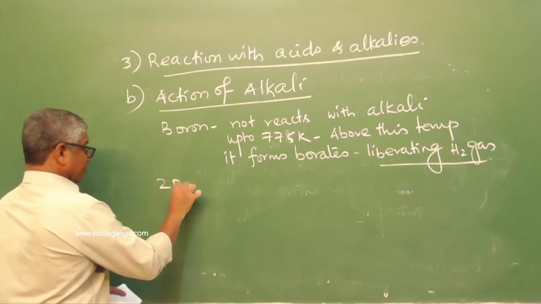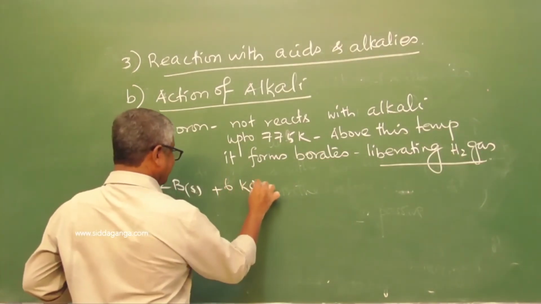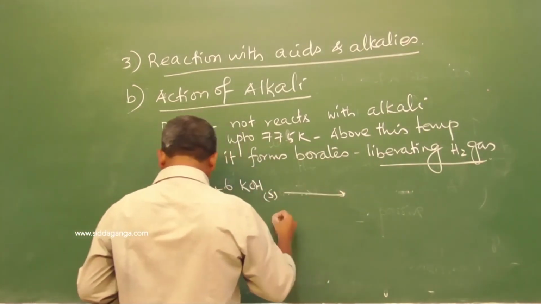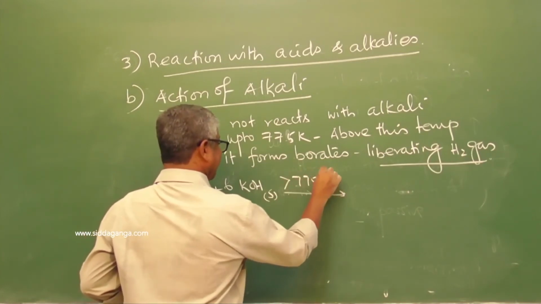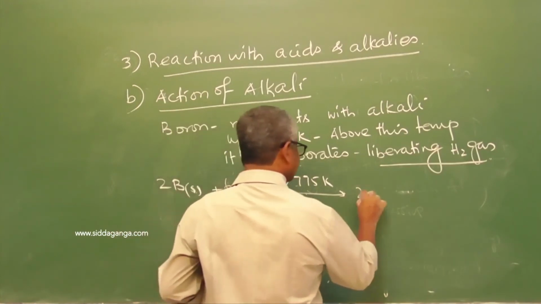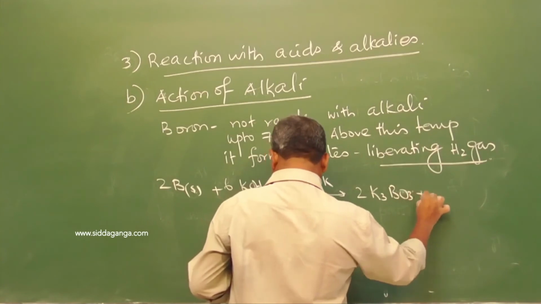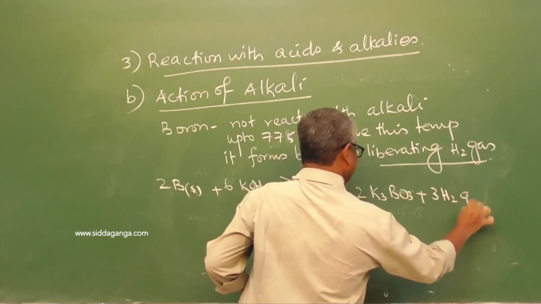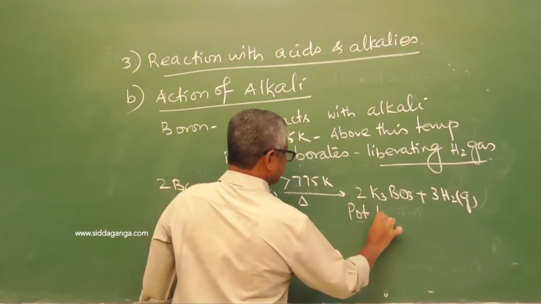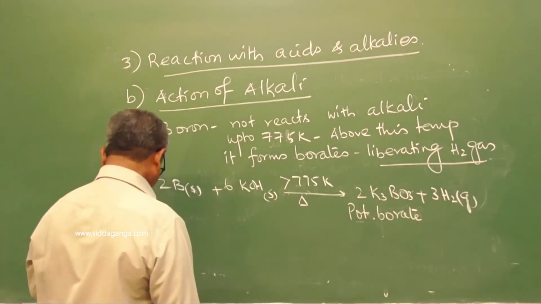Reaction: boron solid reacts with solid potassium hydroxide at greater than 775 Kelvin temperature. On heating, it forms potassium borate with hydrogen gas.